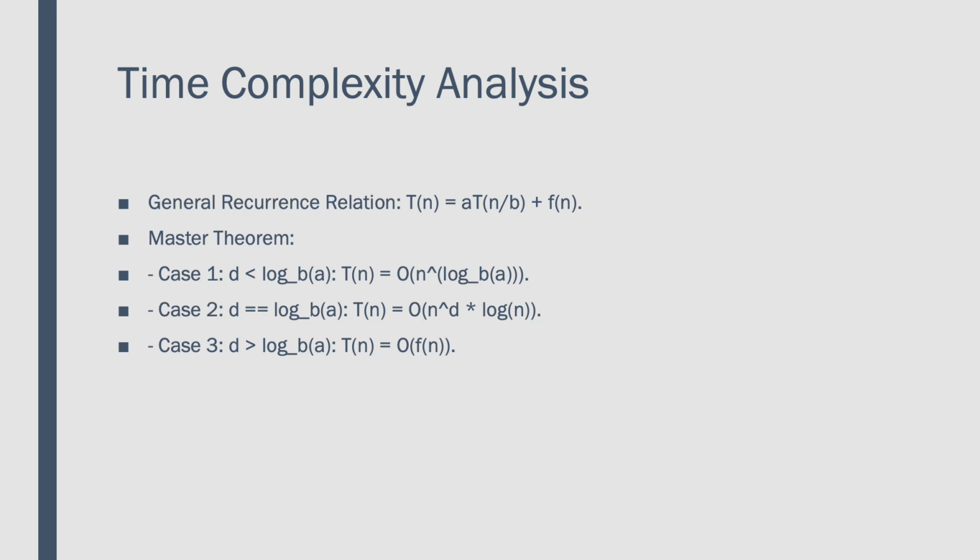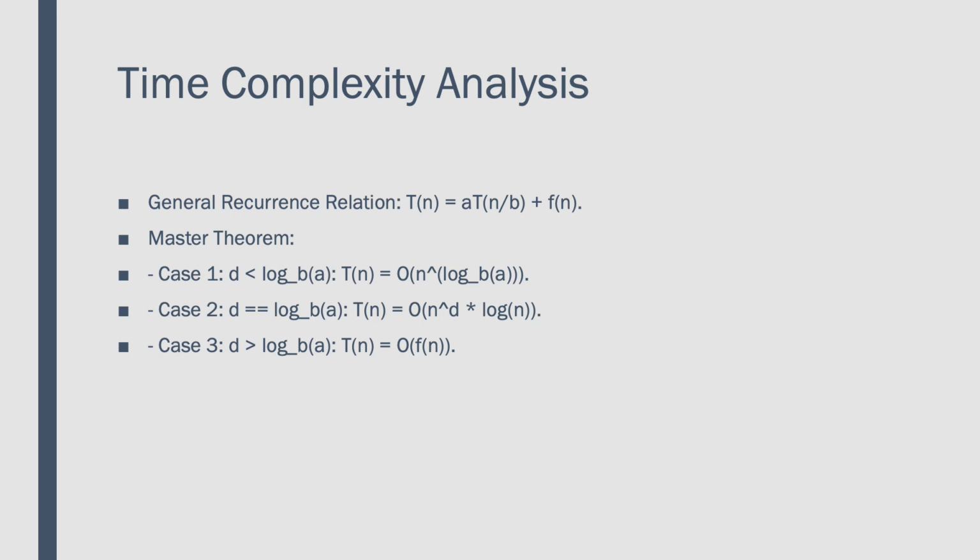Then we have the master theorem. The master theorem provides a straightforward way to analyze such recurrence relations and determine the time complexity. It consists of three cases. In case 1, subproblem work dominates. If f(n) grows slower than the recursive work, the complexity is determined by recursion, and the condition is d less than log_b a. So the complexity is T(n) = O(n^(log_b a)).